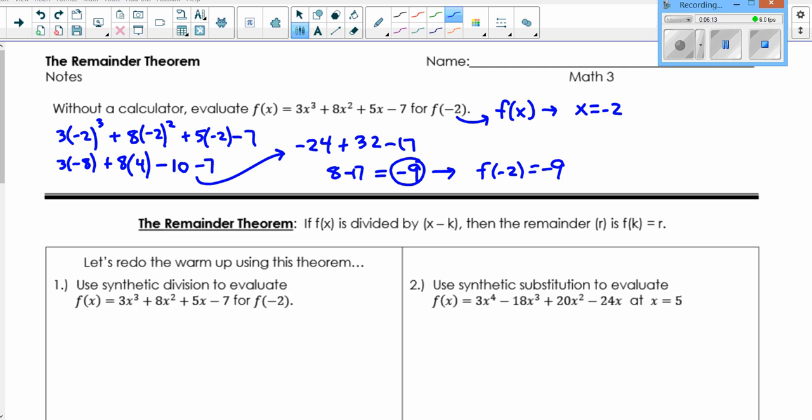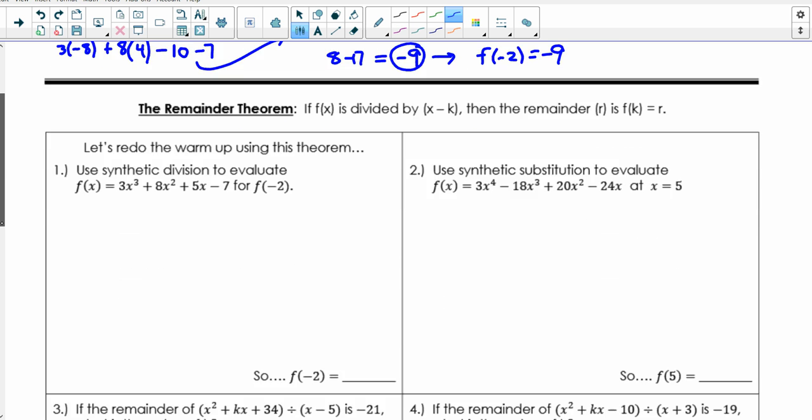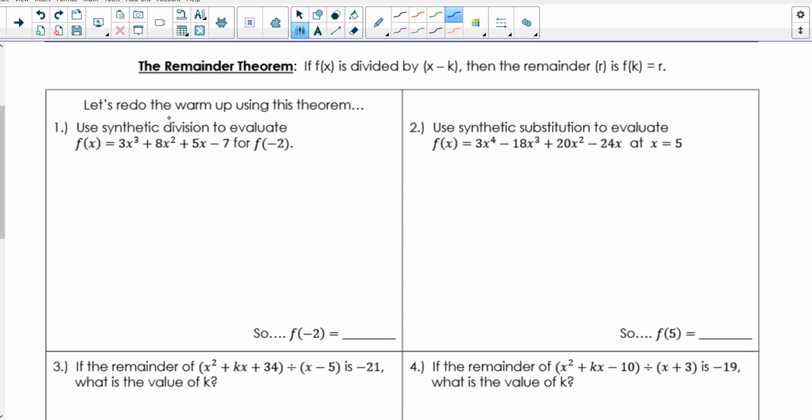Now the point of all that is I can obviously substitute and evaluate. Sometimes the numbers become a little bit bigger, and it's also a bigger process that we can actually make a little bit easier. The remainder theorem up here says that if f of x is divided by x minus k, meaning if it's divided by something, x minus 2, x minus 8, then the remainder r is f of k equals r. All that's saying is that if I substitute something in, the answer is the remainder. Okay, so let me show you.